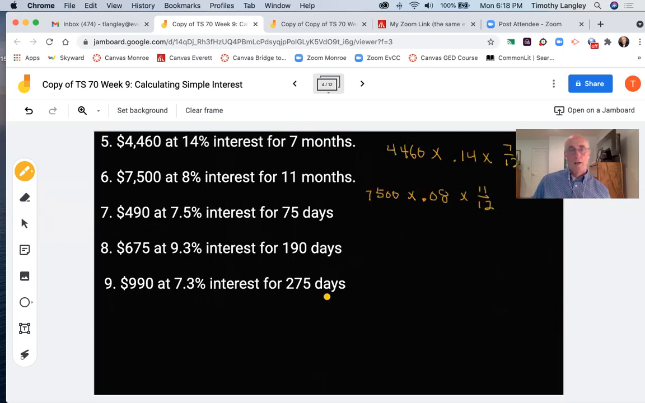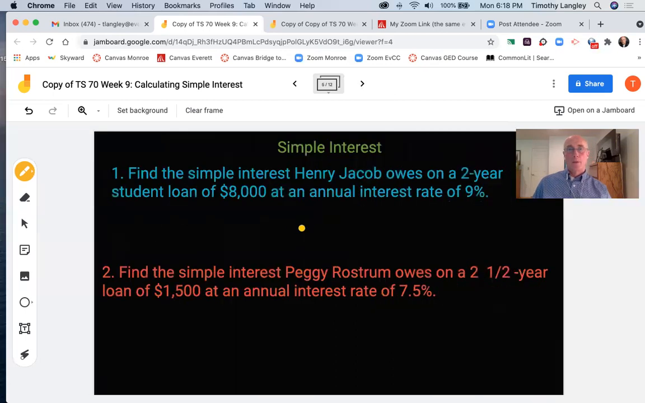Okay. All right, I'm going to do the one at the bottom. $990, there's my principal. Times 7.3%, so I'm going to move that decimal point 2 places, so it'd be 0.073. If I moved it 2 places, it's 7.3. So I have to move it 2 places as a decimal. Times 275 days, that would be 275 on my calculator over 360, not 365. Okay. All right, jumping ahead here.